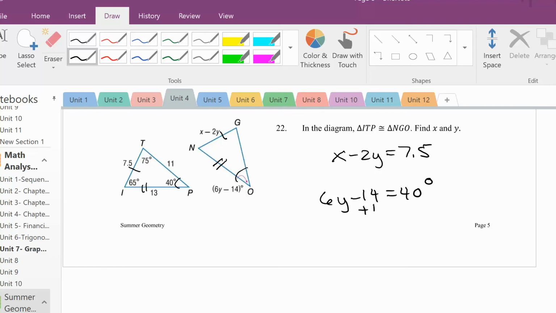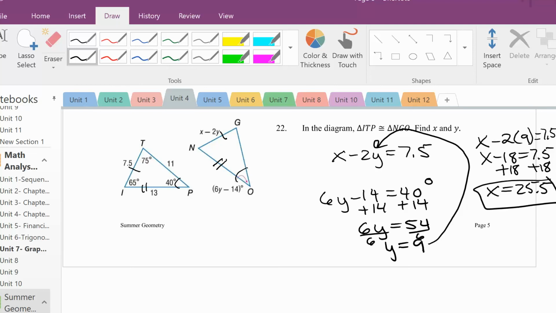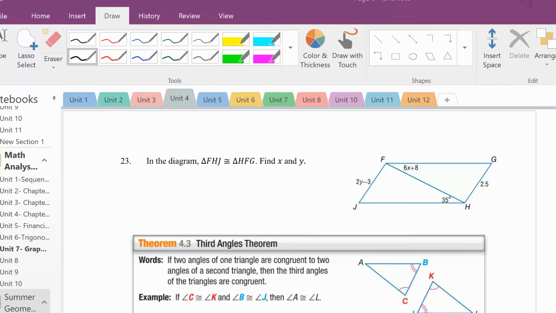So to find y first, we add 14. So we get 6y equals 54. So y equals 9 when we divide by 6. Then we can substitute that 9 in. So x minus 2 times 9 equals 7.5. So x minus 18 equals 7.5. We add 18 to both sides, and x equals 25.5. So there's your x and y.